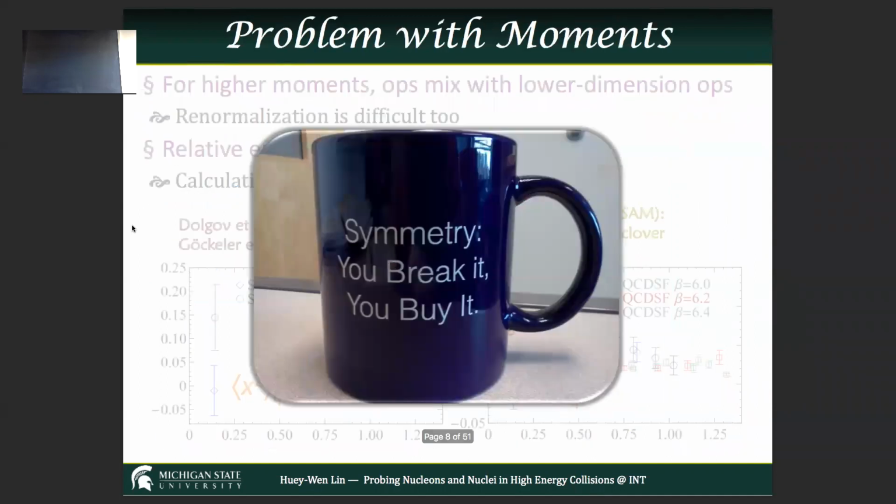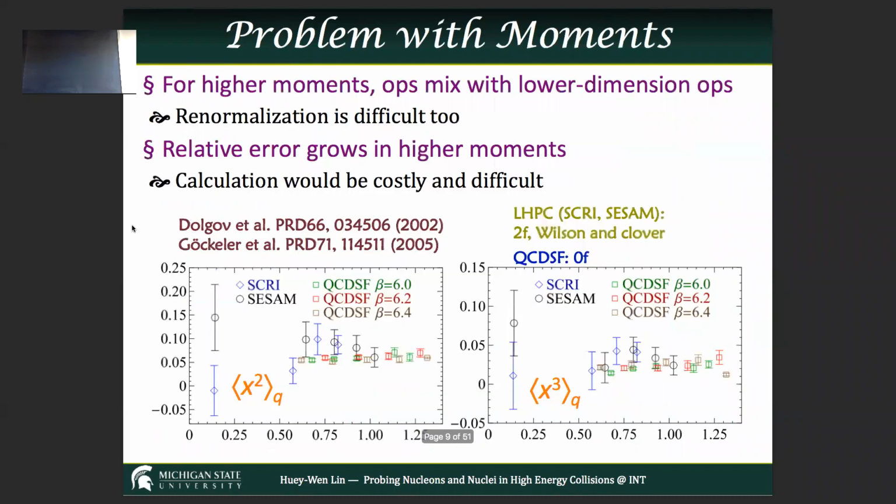And the issue is, on the lattice, we call it the symmetry. So going down to the higher moments is actually more complicated. And so you have a lot of operator mixing issues you have to worry about. It's kind of a nightmare. And the errors, actually, in the past.